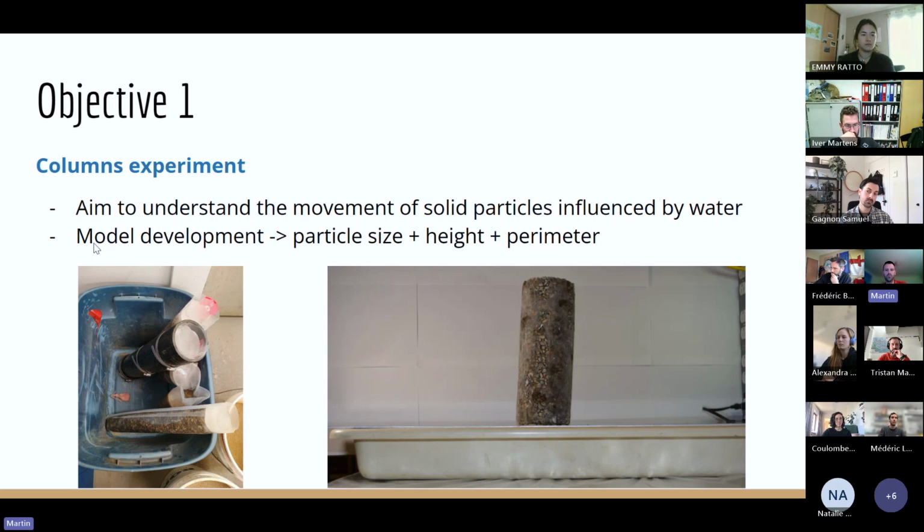For the model development, we were focusing on using different particle sizes, different heights of column, and different perimeters. We can see on the left picture the prepared frozen samples. So they have different heights, different perimeters. And once it was fully frozen, we took it out from the form, placed it on the table, and monitored the thawing process of the column.